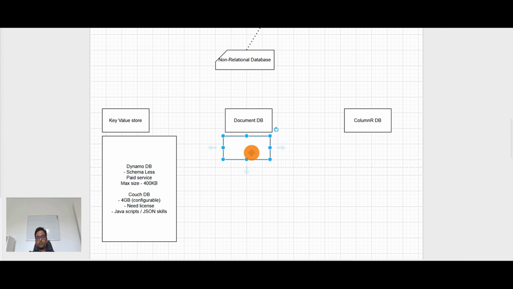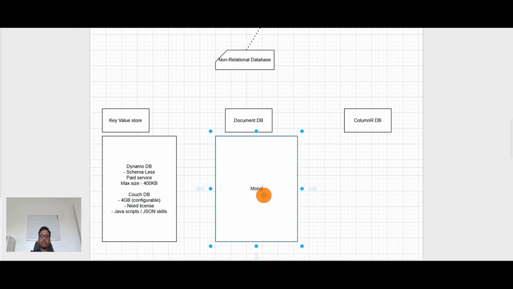Let's talk about the document DB. For example, we have MongoDB. MongoDB provides support for queries like filter, provides sorting and data aggregation also. And it supports indexing. It can store up to 16 MB of document size.